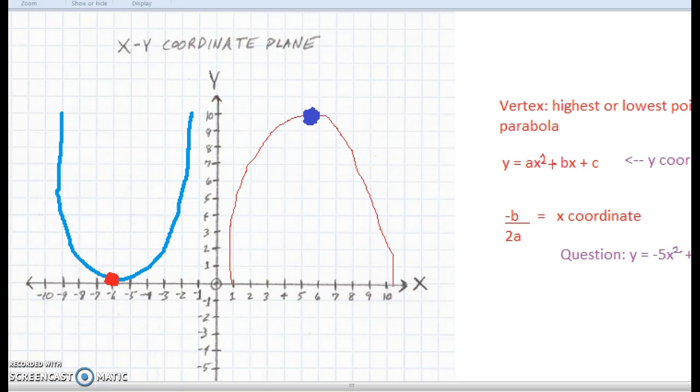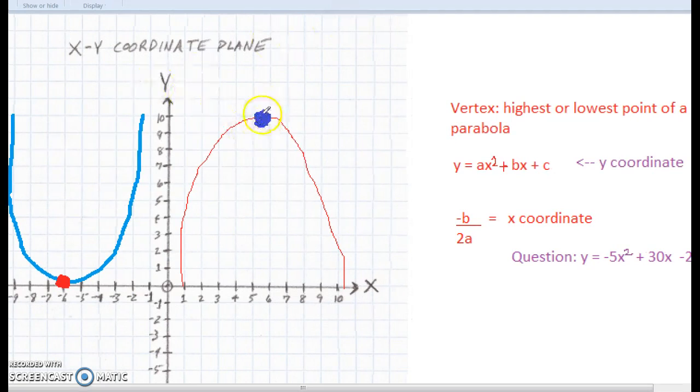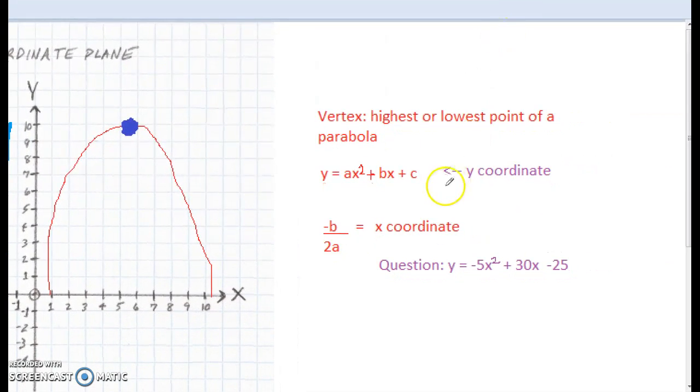Okay, so looking at these two parabolas, we can see that there's a point here and a point here. Now here's the problem: you can't just look at these and figure out exactly where the vertex is. I've drawn my dots pretty large, but just because the dot right here is at -6, 0 doesn't necessarily mean those are the actual coordinates. So we have to use these two formulas here and here to work with our y coordinate and our x coordinate.